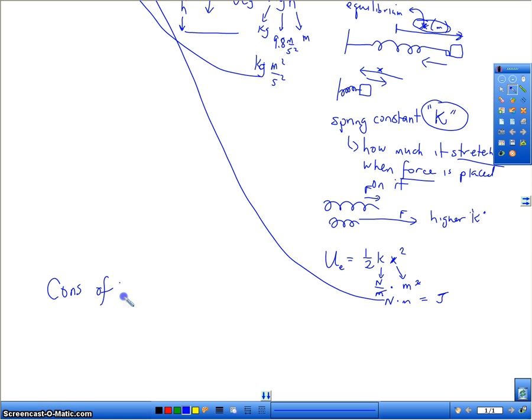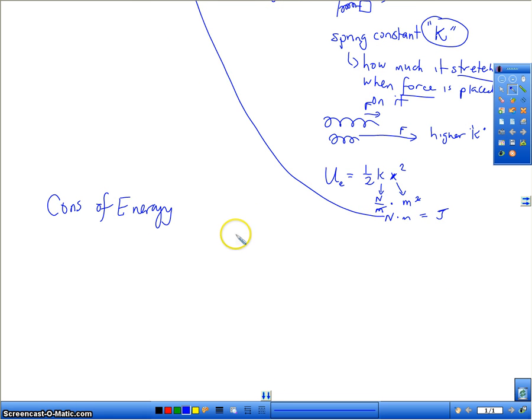And that is what happens when the energy in a system is changing forms. So it's going between elastic and potential, potential and kinetic, back and forth. When that happens, we have to obey the law of conservation of energy, which says that the total energy of the system is not going to change. The total energy remains constant.